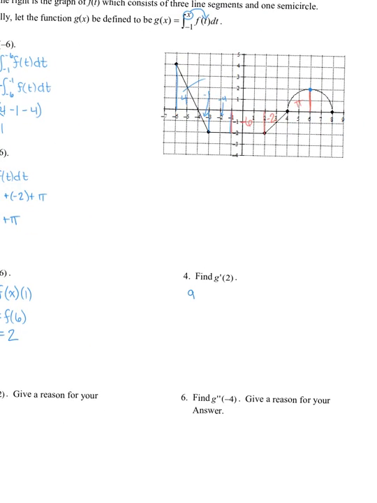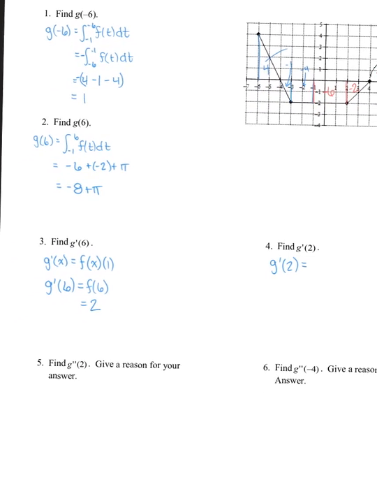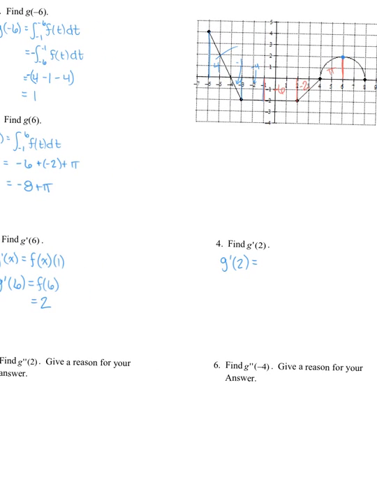So find g prime of 2. I already found g prime. It's just f of x. So if I plug in 2, I'm looking at f of 2. On the graph here, f of 2 is down here, and it is -2.